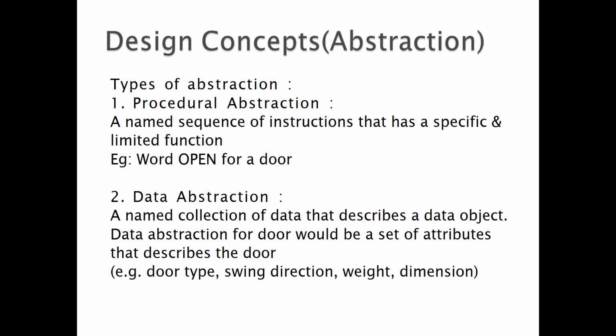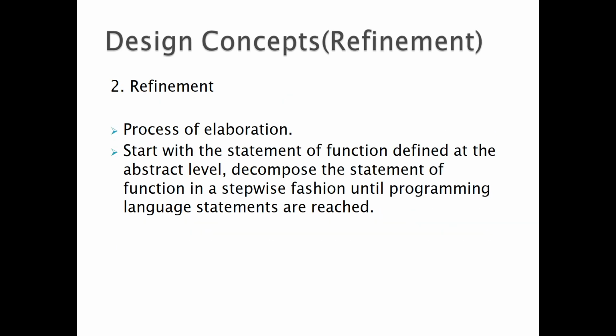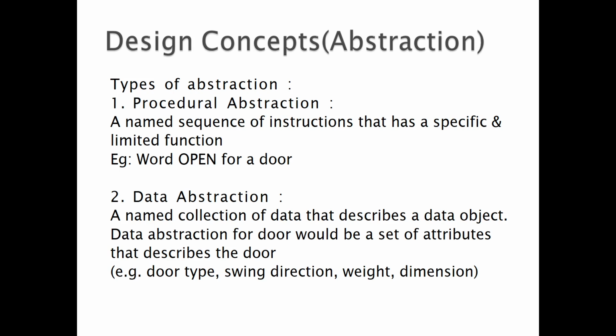Now there are two types of abstractions. One is called procedural abstraction, and the other is called data abstraction. Procedural abstraction, as the name suggests, hides the procedure, and data abstraction hides the data. We will see this with the help of one example. Suppose we say, open the door. If I give this command to a robot or humanoid, it generally has two types of abstractions.